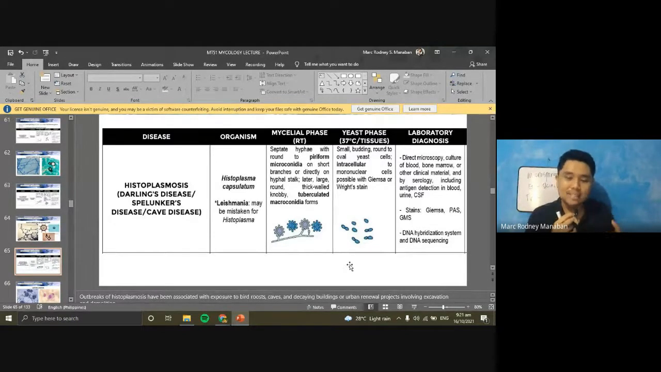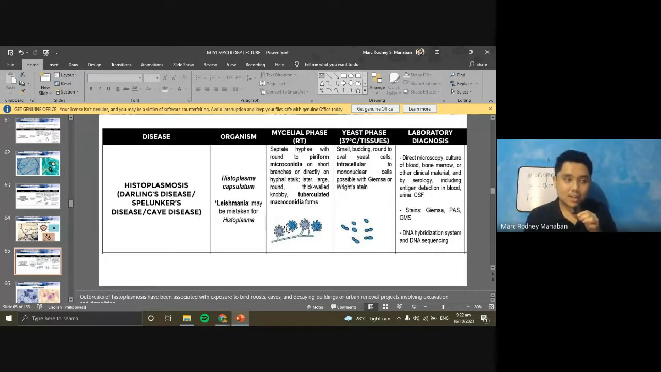Now for the mycelial phase, what you have to remember is that the macroconidia are tuberculate. Meaning, its macroconidia have protrusions, protuberances, spike-like protrusions. Okay? Alright, that's for tuberculate. Now for the yeast phase, again, remember that it is intracellular. It is seen in monocytes and macrophages.